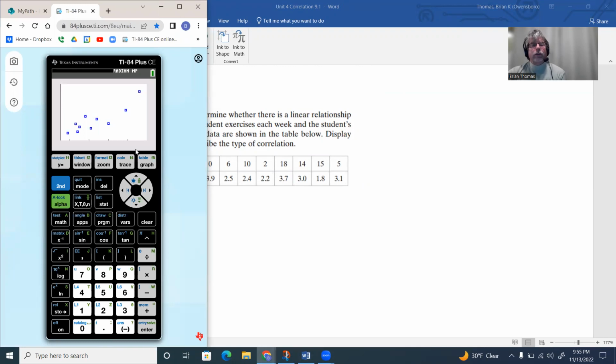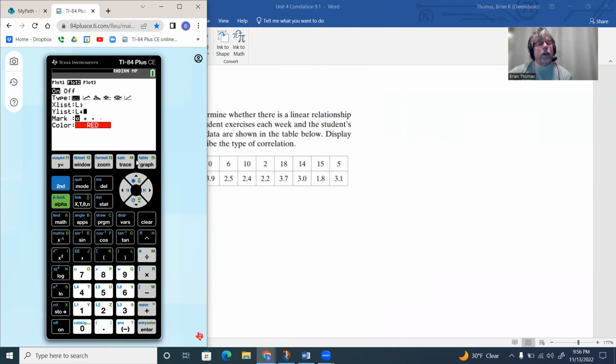I don't want to necessarily erase all this data just yet. So under stat plot, I'm going to turn on plot 2 and see what that does. And this we'll call L3 and L4. So down here we got L1s, L2s. So let's go L3 and L4. Oops, let's back up there. L3 and then L4.